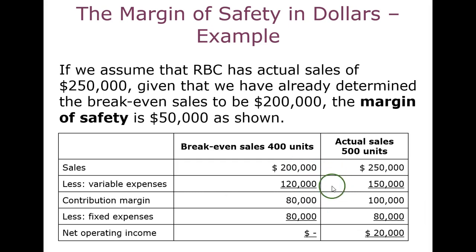And you can see here the margin of safety is $50,000. The break-even point is $200,000 in sales. And if we are at 500,000 units, $250,000 in revenue, you subtract these two numbers here, and we are at $50,000 of a margin of safety. That's how far we are past the break-even point in amount of sales.